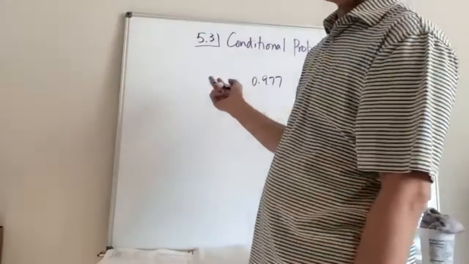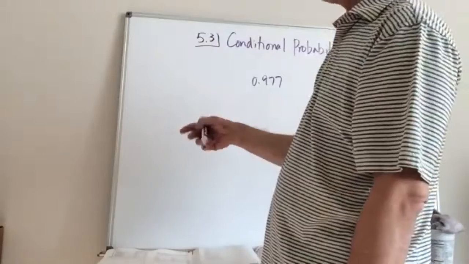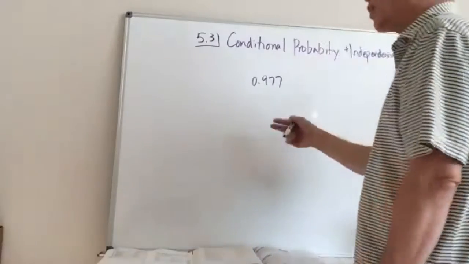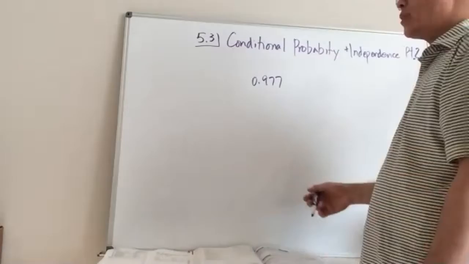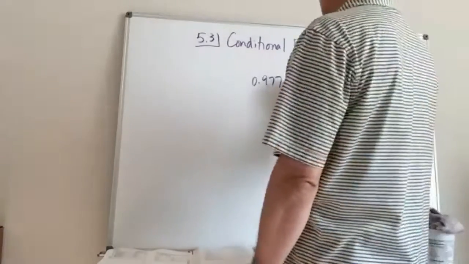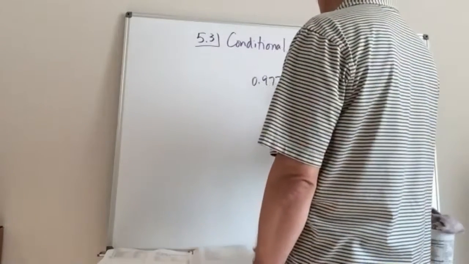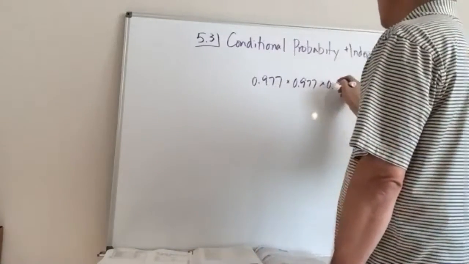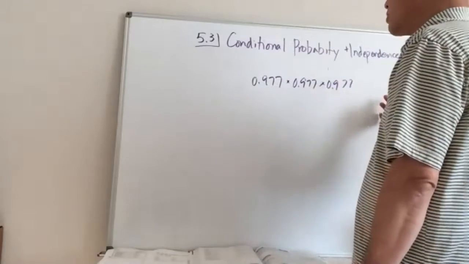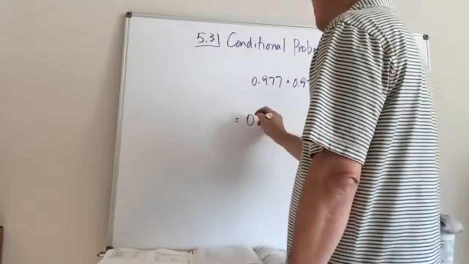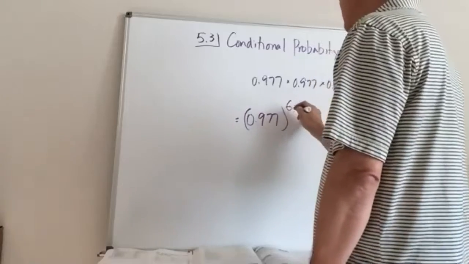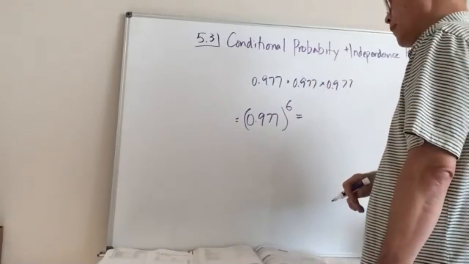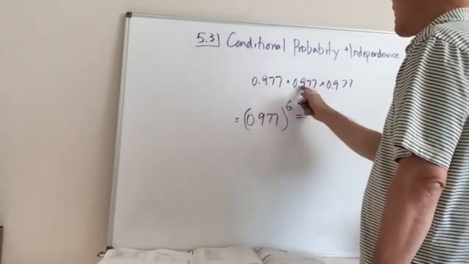So you have 6 of these things, right? And all 6 of them have to work properly. In other words, if one of them fails, the whole thing fails. Okay, so the first one has to work, second one has to work, third one has to work, and so forth. So basically this is going to be 0.977 to the 6th power. Correct? Because you're multiplying it 6 times, right?